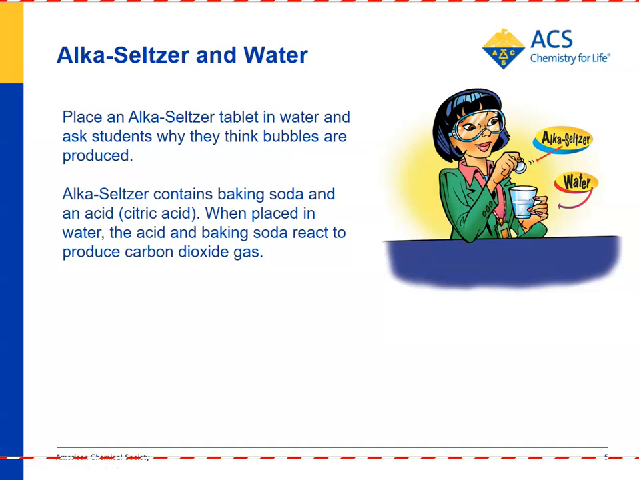So for the extend part of the activity, you can ask students what they think will happen if you add an Alka-Seltzer to water. And students will probably say that it'll fizz. And then you can tell them what the ingredients are in Alka-Seltzer, that there's citric acid, there's some aspirin, and there's also baking soda. And so it kind of makes sense that if you added an acid plus baking soda to water, that you would get bubbling.